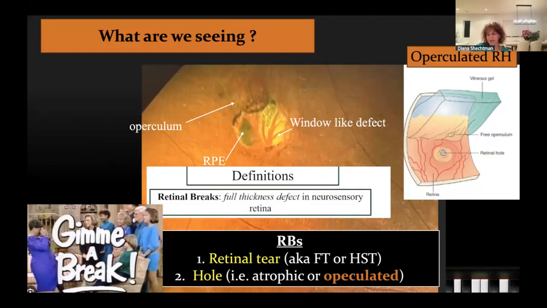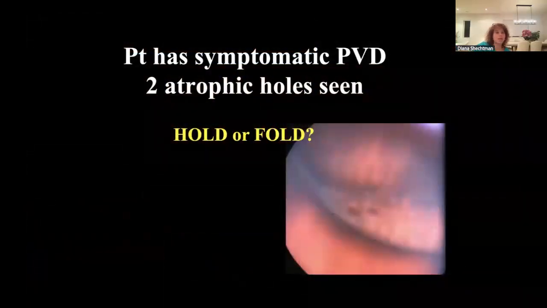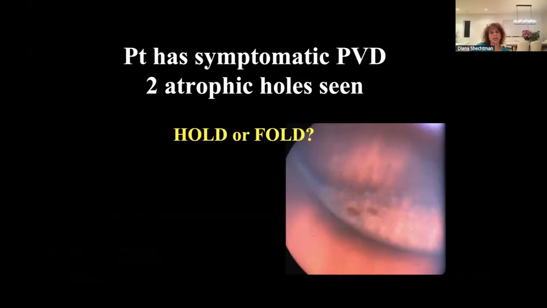Flap tears have the highest propensity because of the continuous adhesion at the area in question. Here's a nice illustration of an actual break or hole, just as in this case, with the operculum piece right above the area in question. Patient has a symptomatic PVD and these two small atrophic holes.